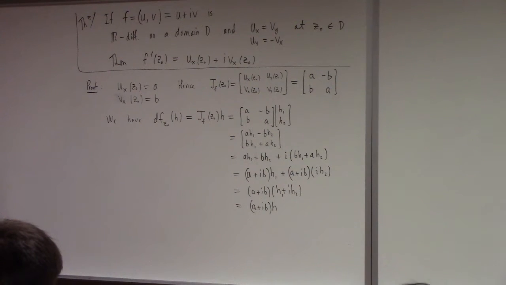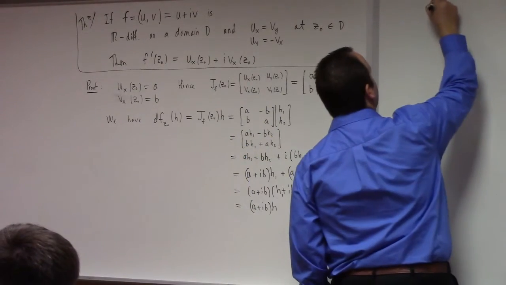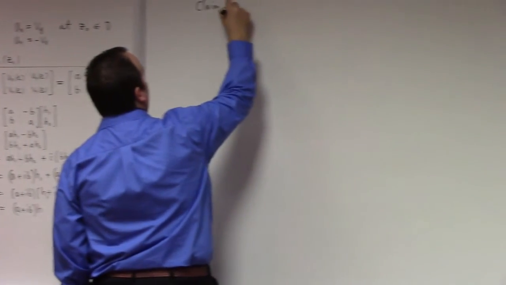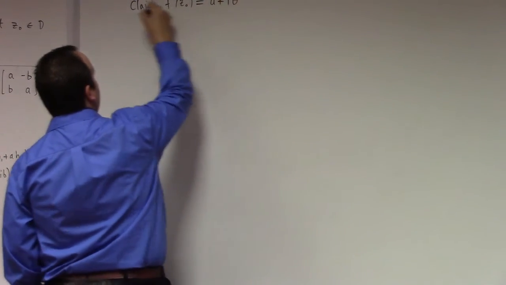So the formula for the differential can be simply expressed as multiplication by a complex number. I claim that this complex number is precisely the complex derivative at z naught. Okay, so claim: f prime of z naught is equal to A plus iB.